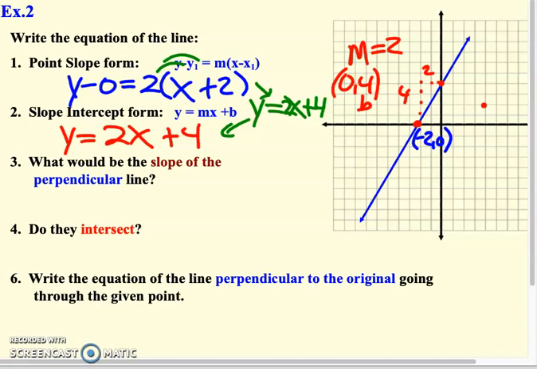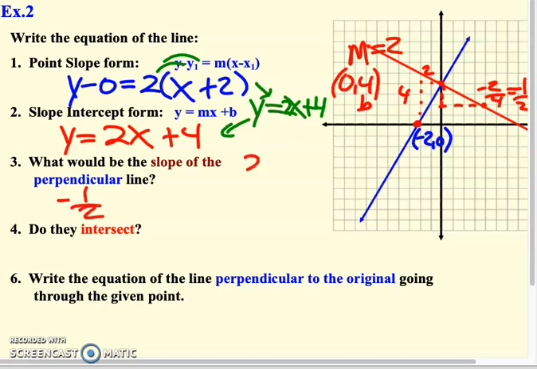I'm going to pop up the perpendicular line. So when we have slopes that are perpendicular, they're actually called opposite reciprocals. If you count the slope of the red line that I popped up, it is down 2 over 4, which is negative 1/2. Now let's compare the slopes for a second. So first of all, what would be the slope of the perpendicular line? It would be negative 1/2 by counting.